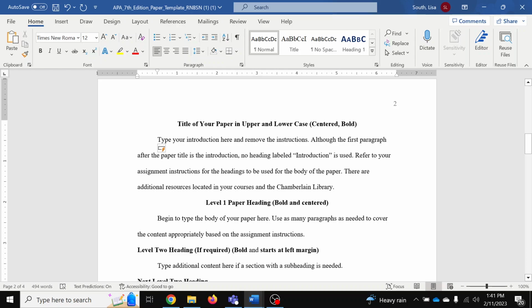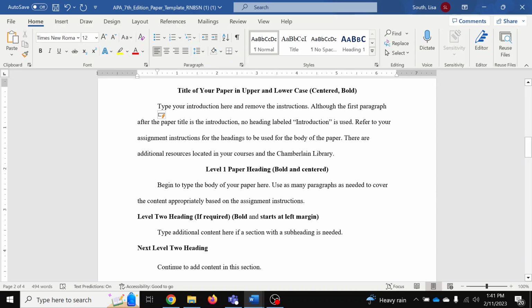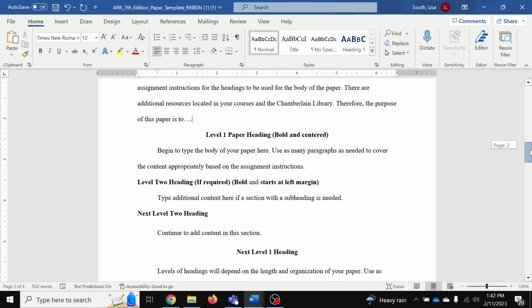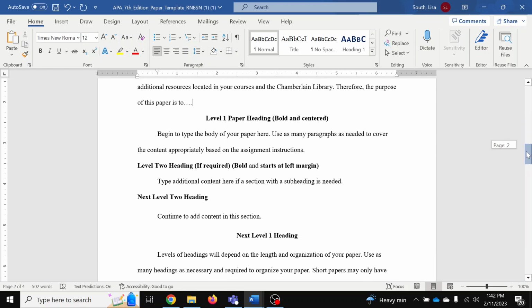Tab. Okay. All right, no label for the introduction. And the last thing here in the introductory paragraph is: Therefore, the purpose of this paper is to. What is the purpose of your paper? Right? Then you start with your first content. Level 1 heading, centered in bold, upper and lower case. Type the body of your paper.